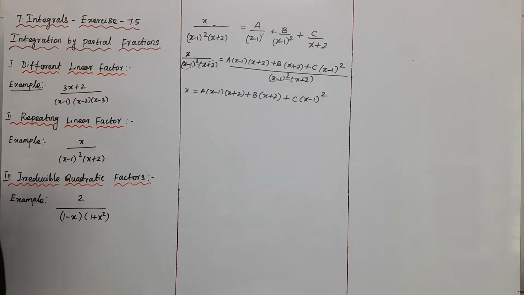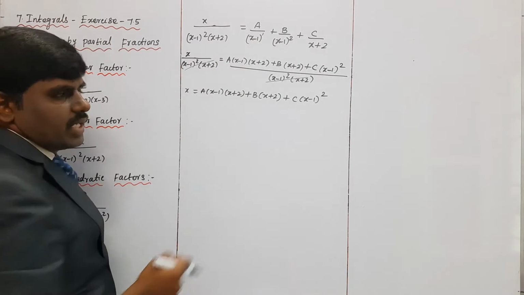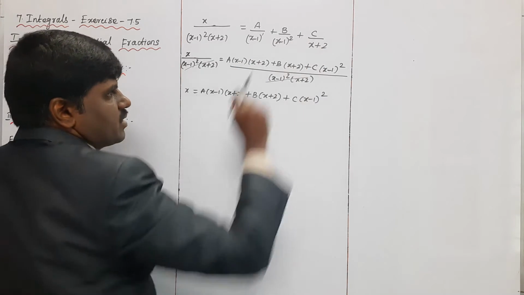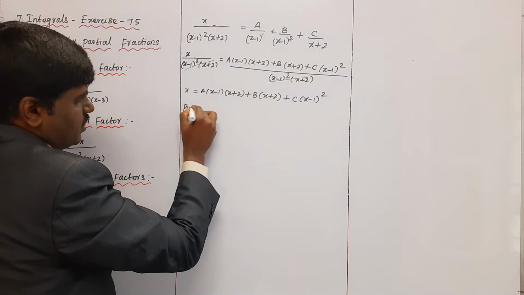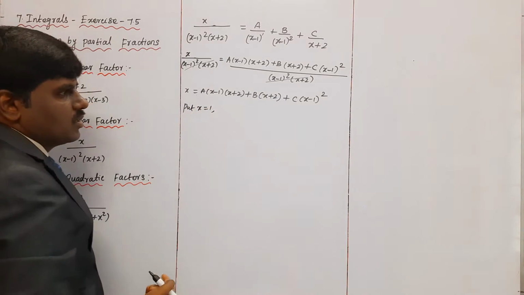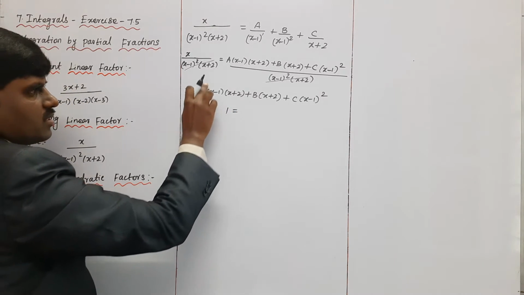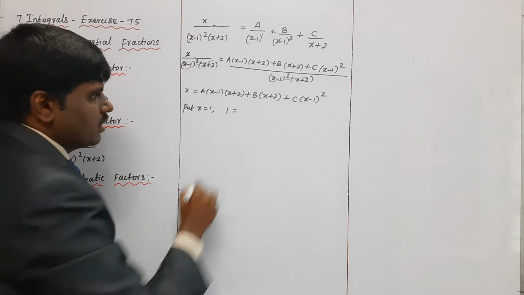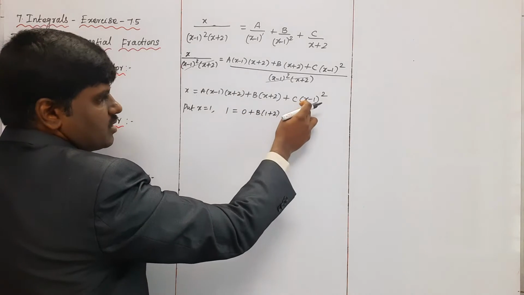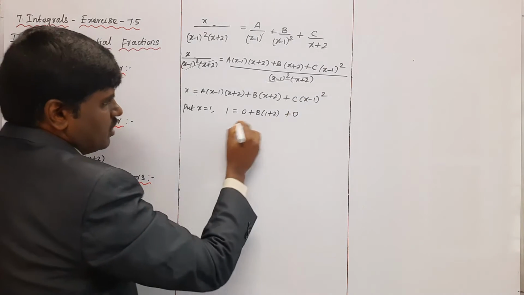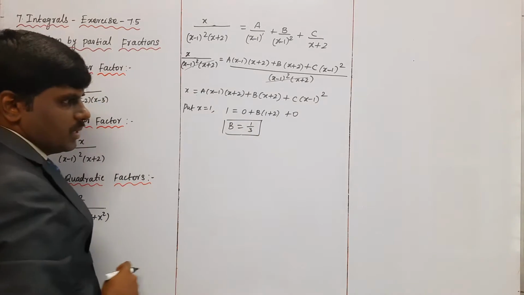Is that clear? Now put the values of the factors. x is equal to 1 is a factor. Another one, x is equal to minus 2 is a factor. First you substitute the factor values. Over here put x is equal to 1. So 1 is equal to, putting x is equal to 1, the entire first term is 0. Then 0 plus b into (1 plus 2), and the c term is also 0. So the conclusion is b is equal to 1 by 3. Is that clear? b is equal to 1 by 3.